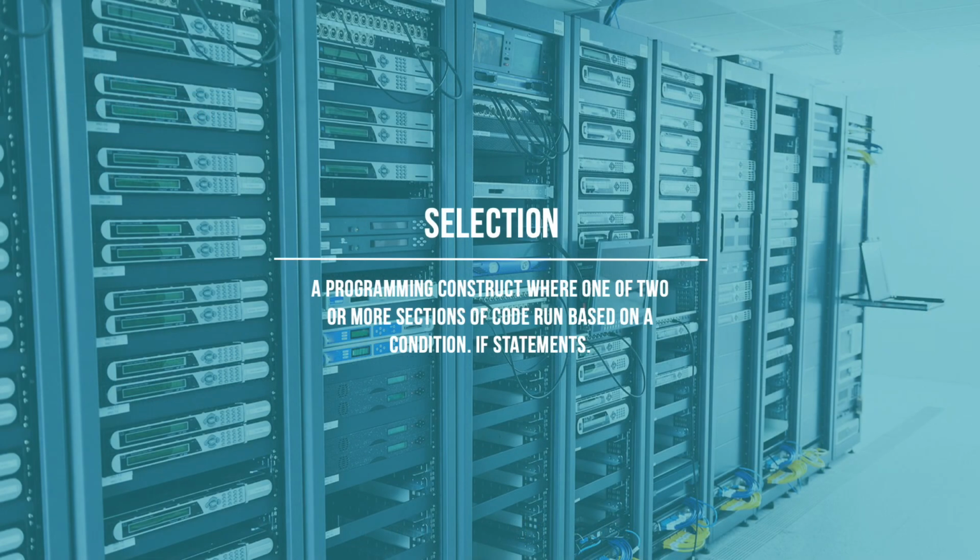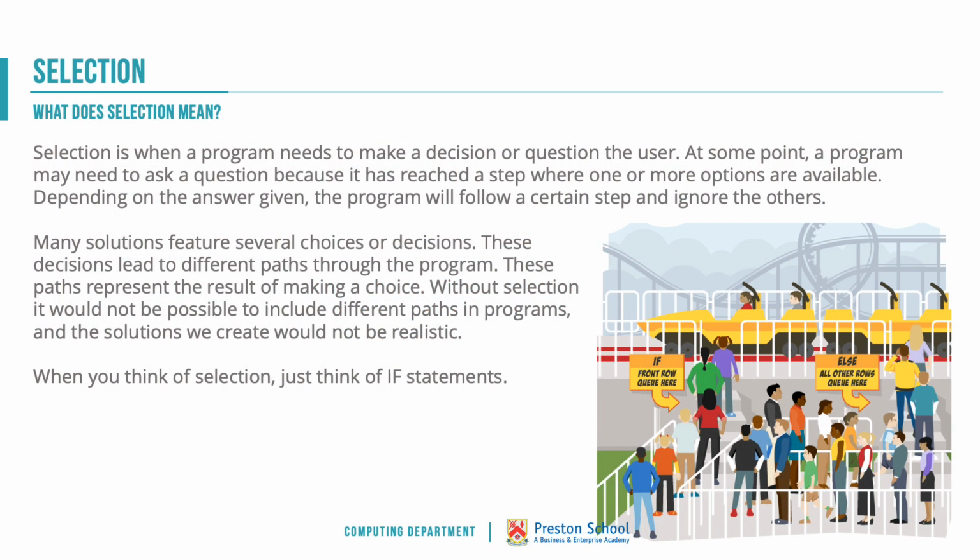Our next programming construct is selection. That means that certain lines of code only run if something else is true or if a certain condition is met. Basically, that means an if statement. If this happens, do this.